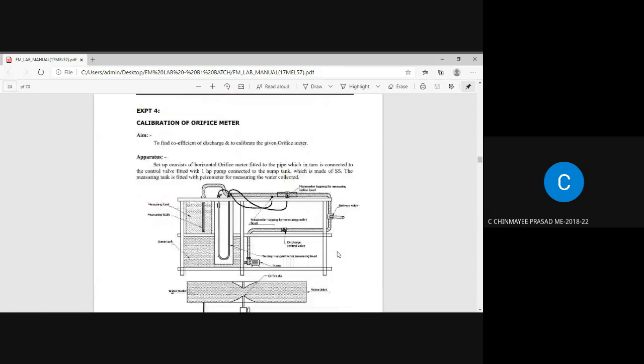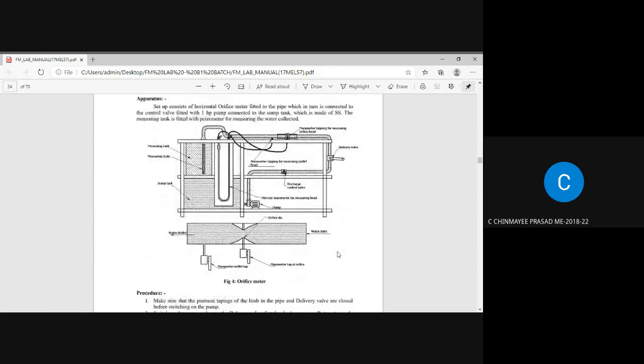Sir, on the right side, what are the other arrangements, sir? The tank and the orifice meter are on the left side. After that, there are so many pipes, sir. Those are connecting pipes, called hose pipes. Okay, sir. There is no other important thing on the right side. Mainly, we are concentrating on this one.